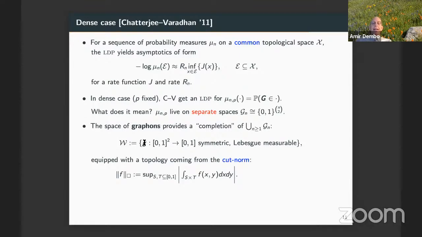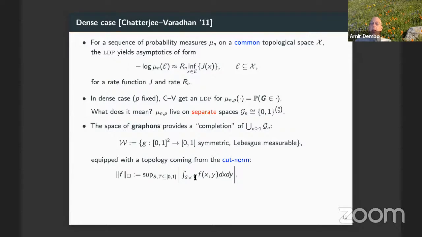A graphon is like a graph, but you change the discrete to a continuous. So a graphon is a function from [0,1] squared to [0,1], which is symmetric, has nice measurability properties, and it is equipped with a topology coming from something called the cut norm. The cut norm of a function is going to be to integrate this function over all possible boxes, and then you take the absolute value and take the supremum over the box. Notice the importance: the absolute value comes after you integrate and not inside.